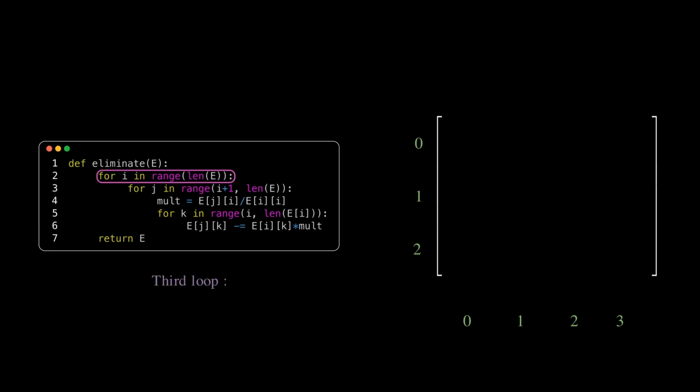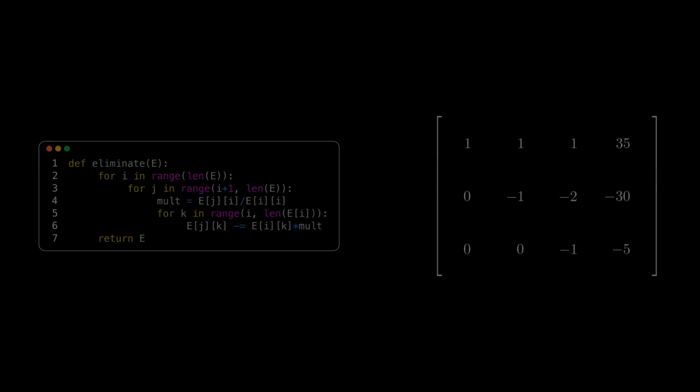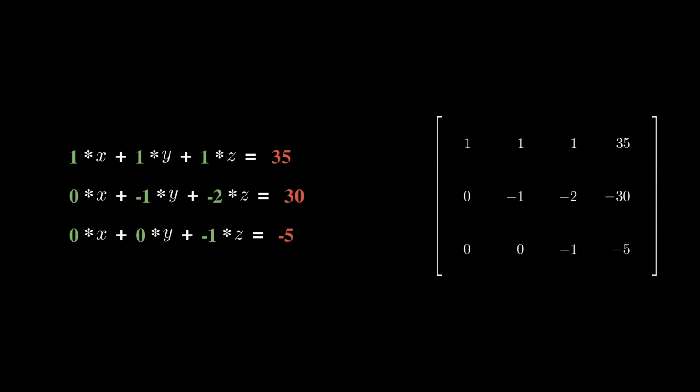In the third loop, the value of I will be equal to 2, which represents the third row of the matrix. This time, the J loop will not function as the condition of the for loop gets violated. The for loop ranges from I plus 1, which is now equals to 3, to len e, which is also 3. Therefore, the loop will break and none of the operations will occur. Hence, this updated matrix is our required output. We can represent this matrix in the form of equations as shown here. We will pass on this matrix to the next function.